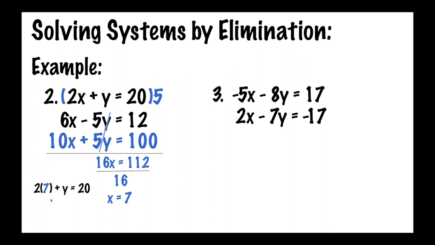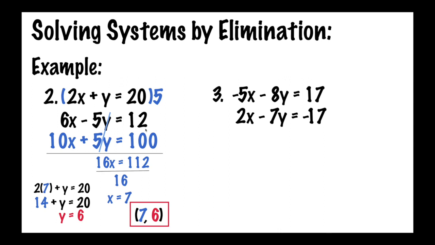I've got 2 times 7 plus y is equal to 20. I get 14 plus y equals 20. So then I'll subtract the 14, and it gives me y is equal to 6. So now I'm thinking my answer is 7, 6. As we check that answer here, I'm going to get 2 times 7, so 14, plus 6, which does equal 20. Down here, I would get 6 times 7, so 42, minus 30, which does give me 12. So since that is the correct answer, it worked for both, we can go ahead and move on to number 3.